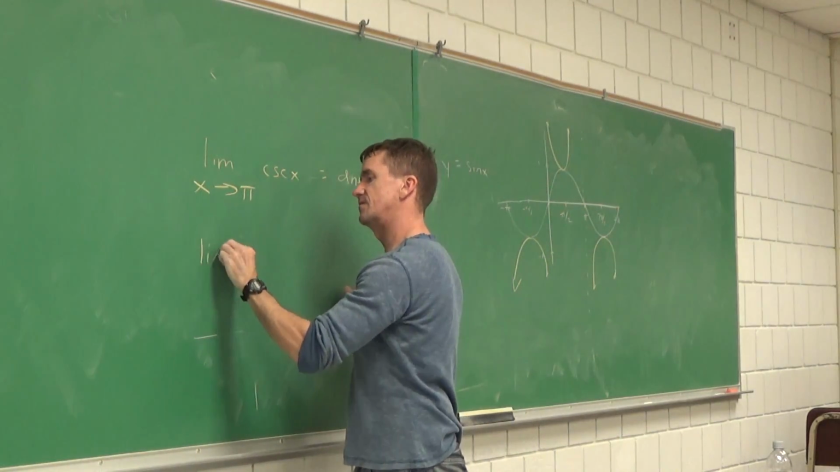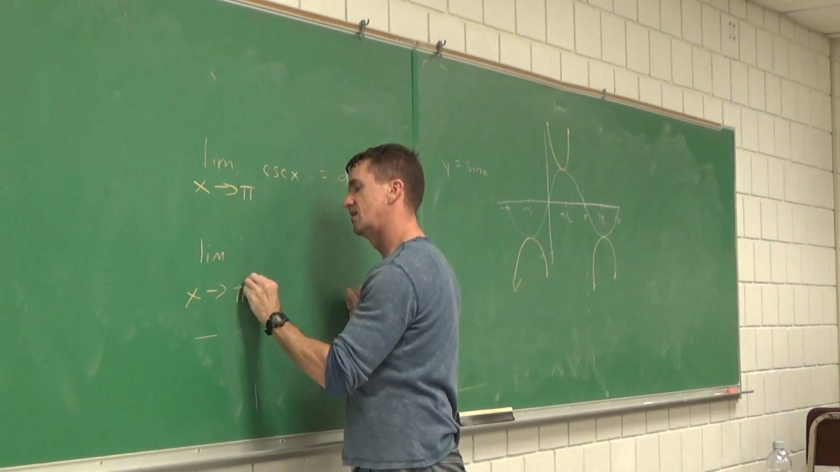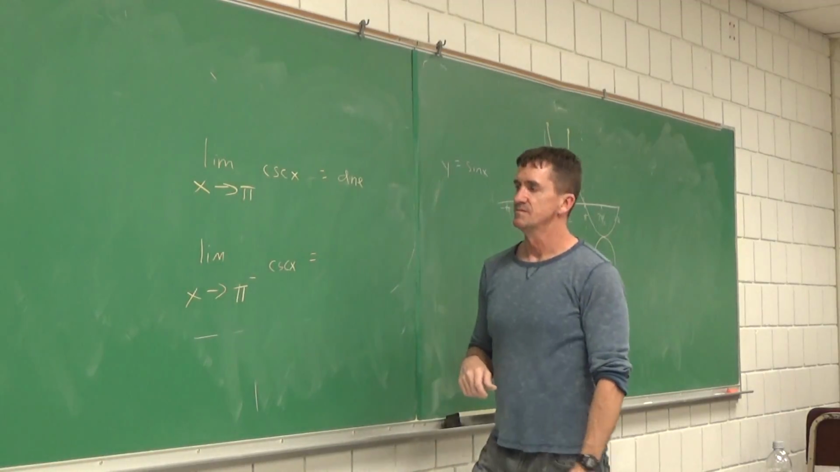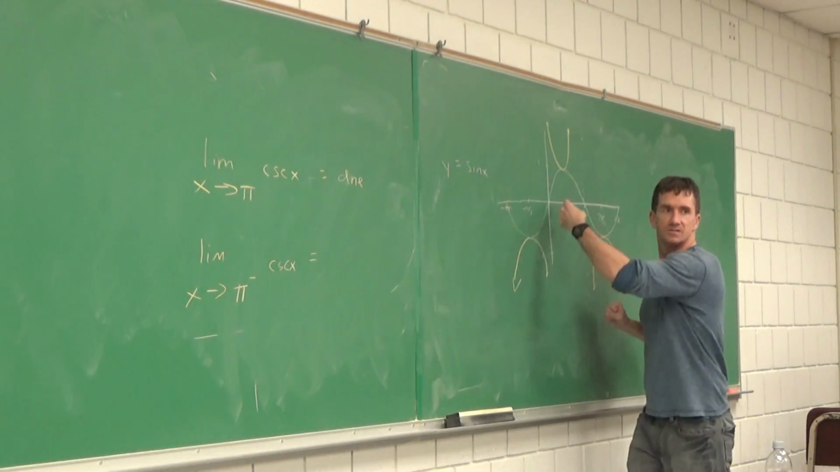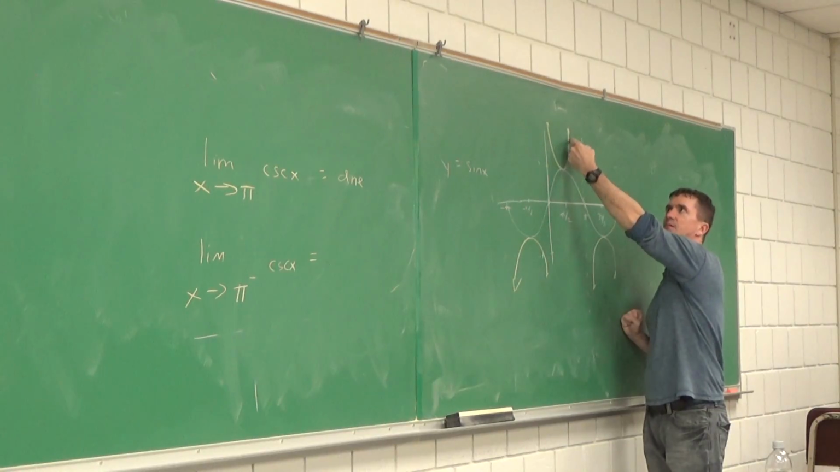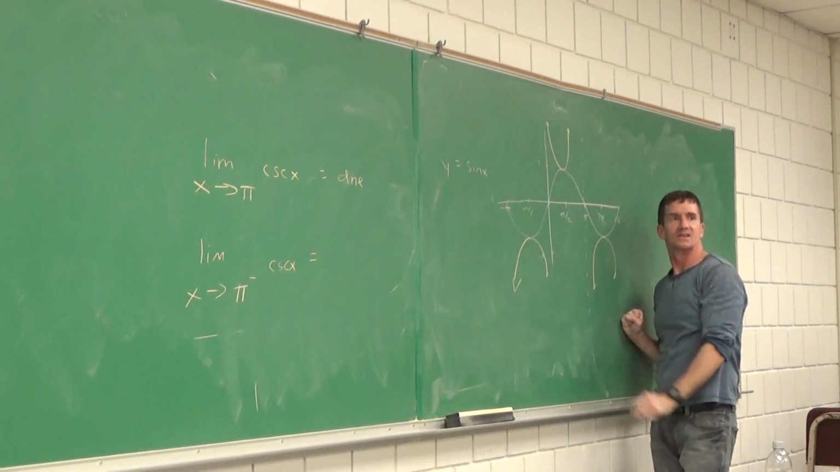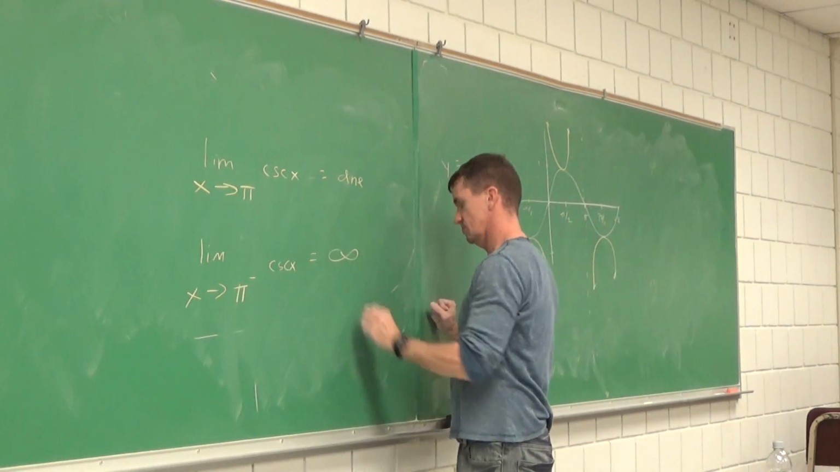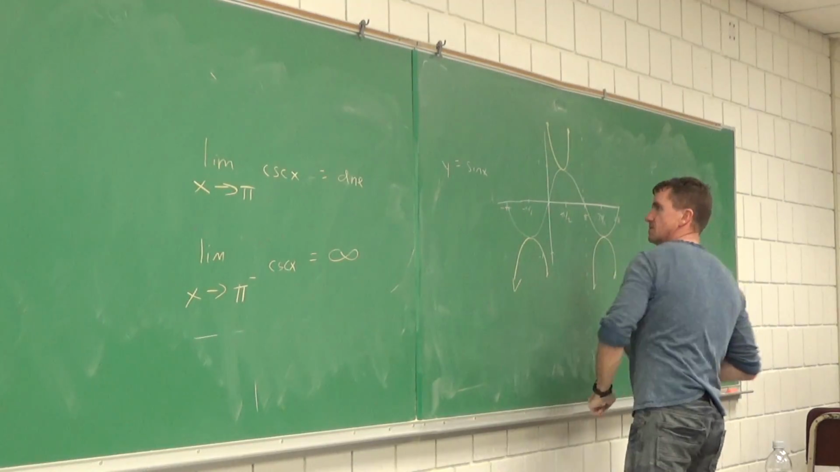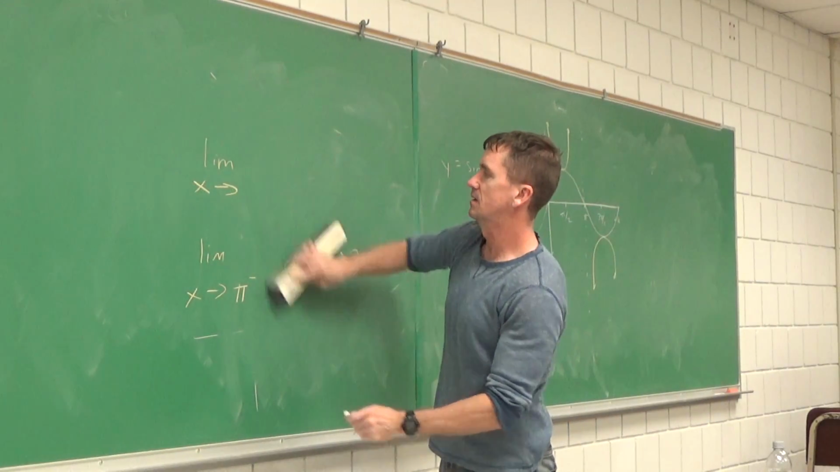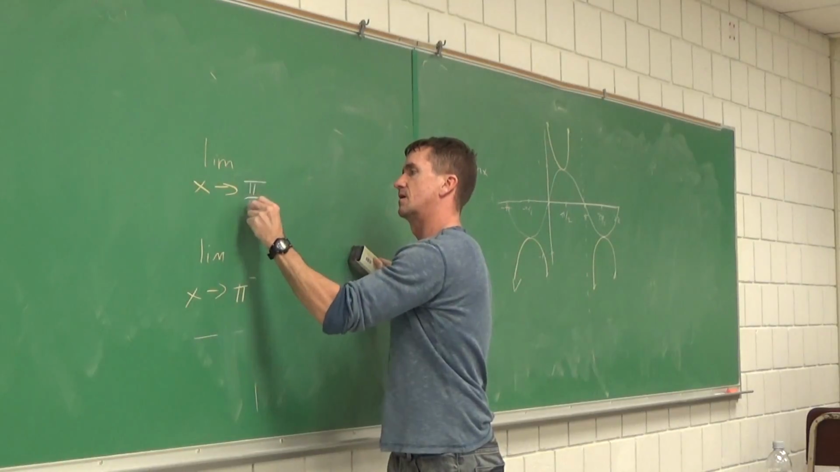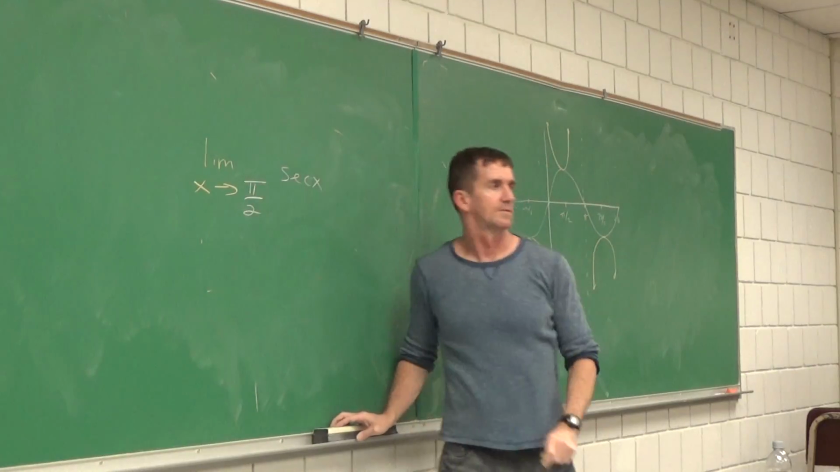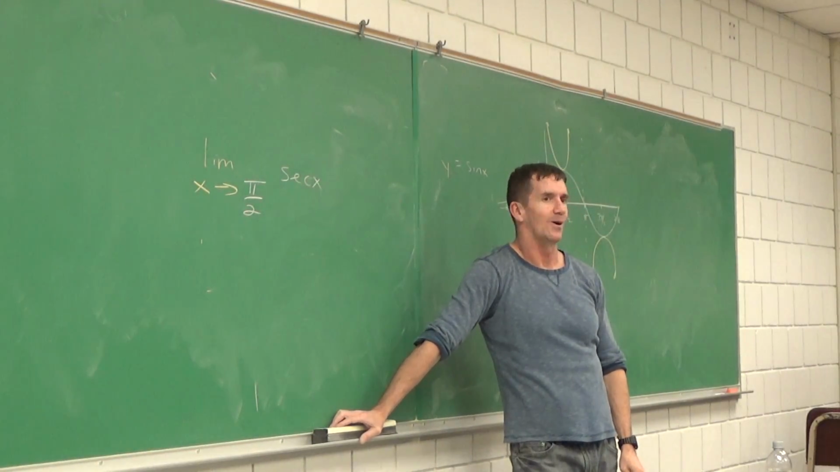Can you find the limit as x approaches pi from the left side of cosecant of x? Let's do it. As you approach pi from the left side, where's it going? Infinity. Nice. Good job. So I got another one. All we need is the graph.